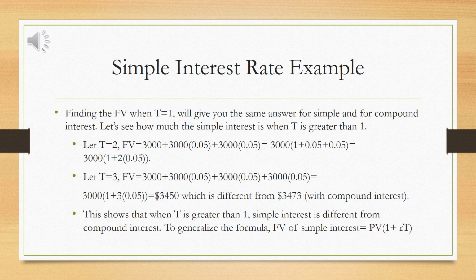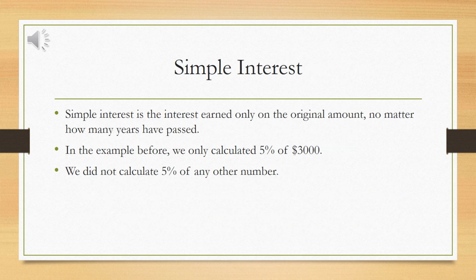This shows that when t is greater than 1, simple interest is different from compound interest. To generalize the formula, future value of simple interest equals present value times (1 plus r times t). Simple interest is the interest earned only on the original amount, no matter how many years have passed. In the example before, we only calculated 5% of 3,000. We did not calculate 5% of any other number.